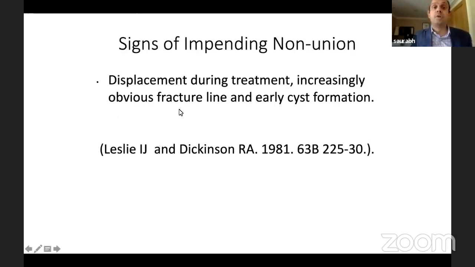Then non-union. So we've seen waist fracture, volar approach, proximal pole fracture, dorsal approach. Now, what are the signs of non-union? When will you be worried? So important in a waist fracture, when you're following them up, if the fracture line starts becoming more and more visible, and again, because of hydrostatic pressure, if you start noticing early cysts, you know this patient is not going to do well. You know this patient is going to delay union or non-union.